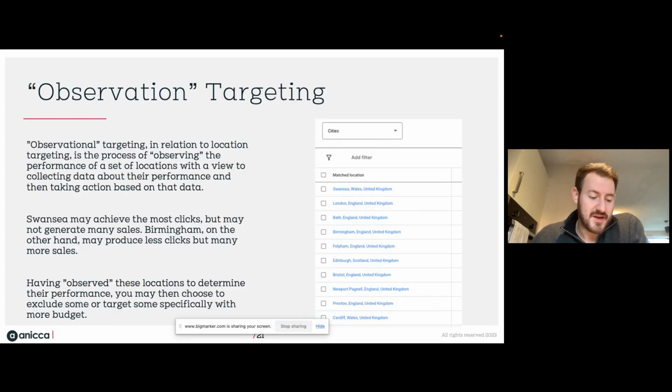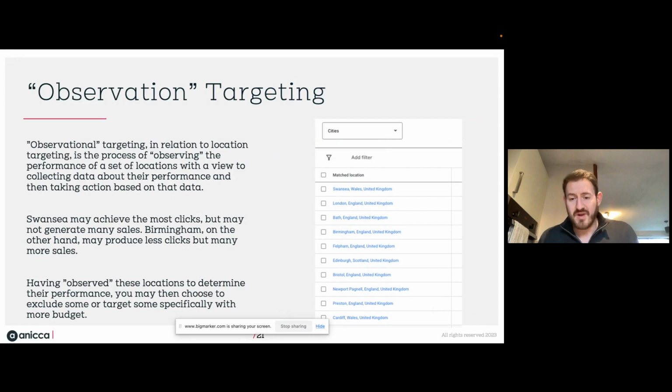And then something to think about is observation targeting as well. We refer to observation or observational targeting as a way of quite literally observing the performance of a set of locations. Within any of your campaigns, under the location section, you're able to see where your ads were shown. Within that, you could break that down by cities, postcodes or territories. You can see all the data for the matched locations that your ad has been shown in.